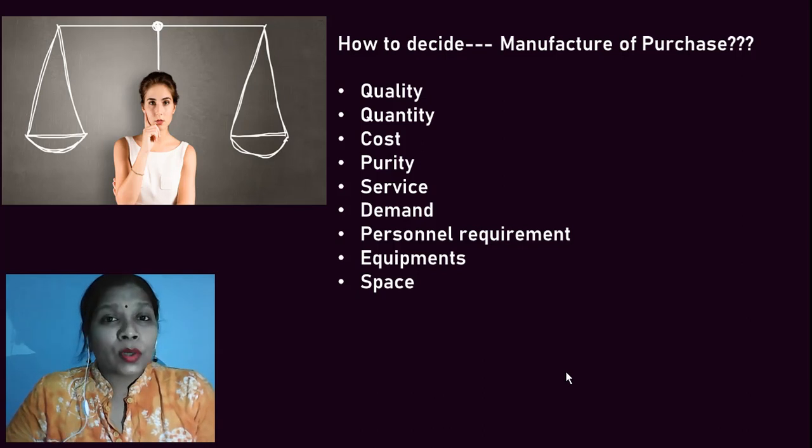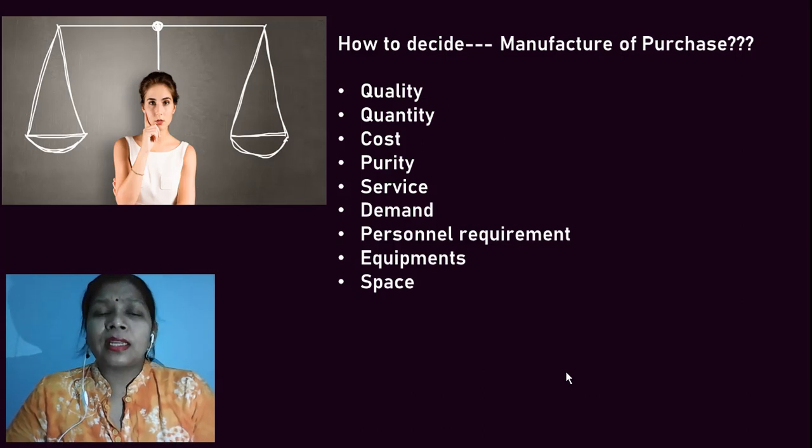Next is the space. It's a very important point. The hospital should allocate a particular space for the manufacturing, which should not be inside, or connected to, the inpatient department or the outpatient department. I mean to say, it should be a separate portion which has to be allocated for the manufacturing.